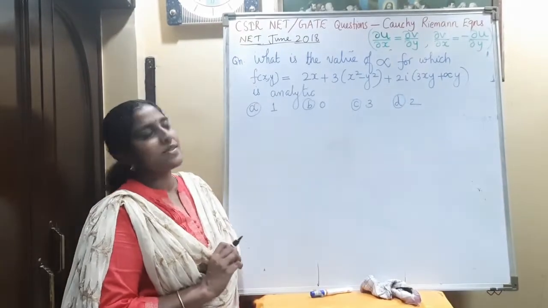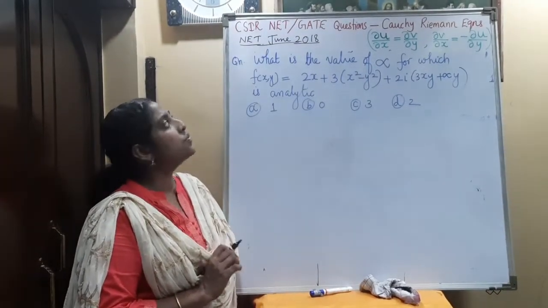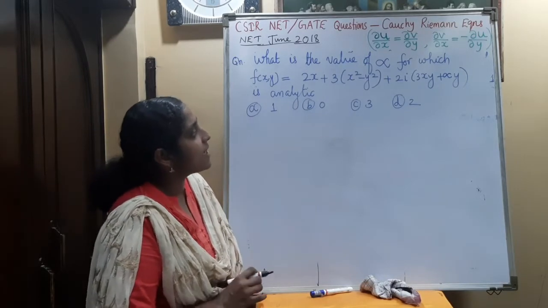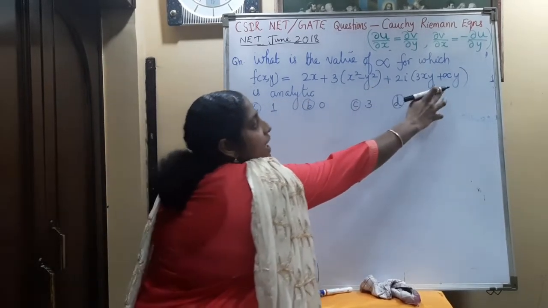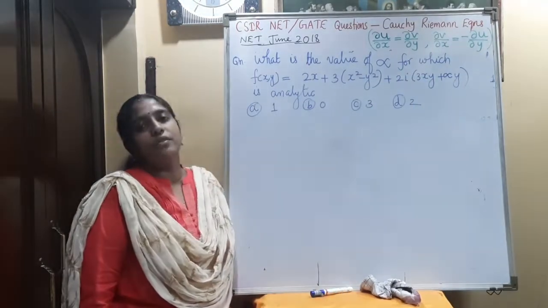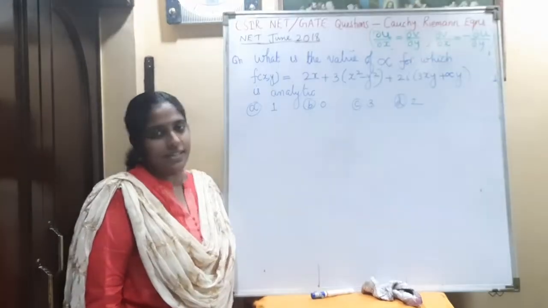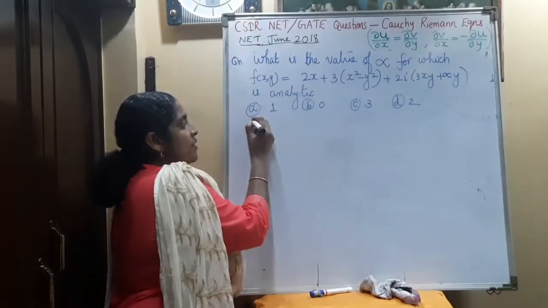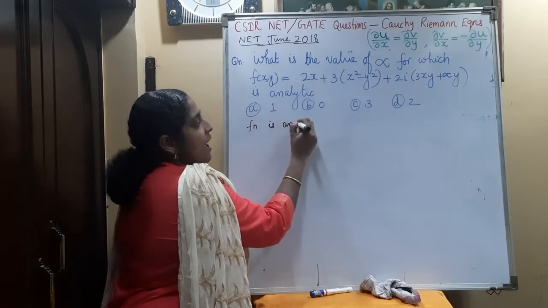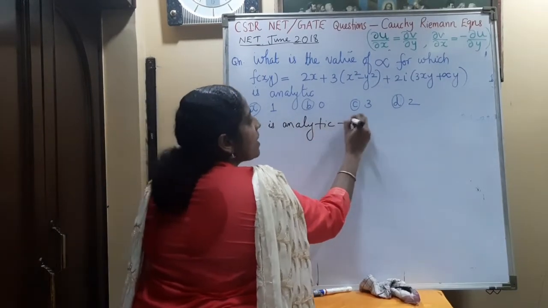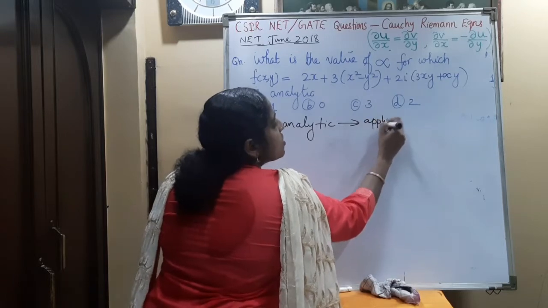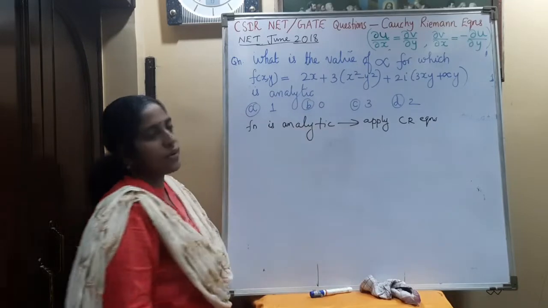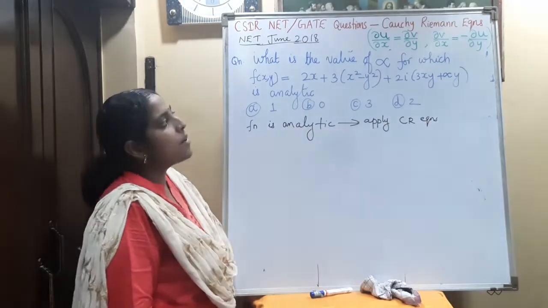The next question was asked in the June 2018 NET examination. What is the value of alpha for which the function is analytic? In the function there is one alpha. For what value of alpha is this given function analytic? If the function is analytic, that means we can apply which equations? The Cauchy Riemann equations: ∂u/∂x equal to ∂v/∂y, and ∂v/∂x equal to minus ∂u/∂y.